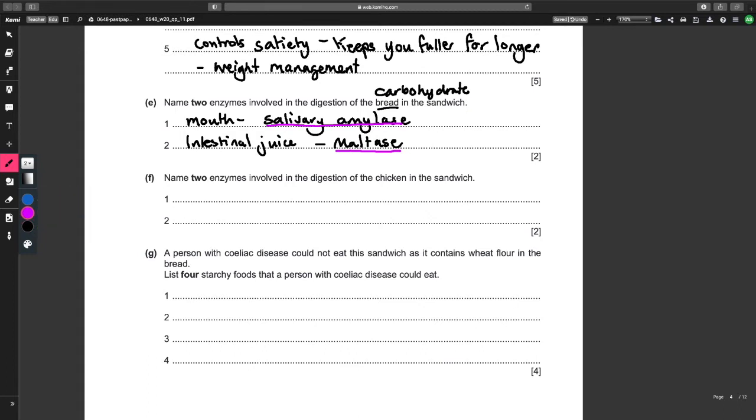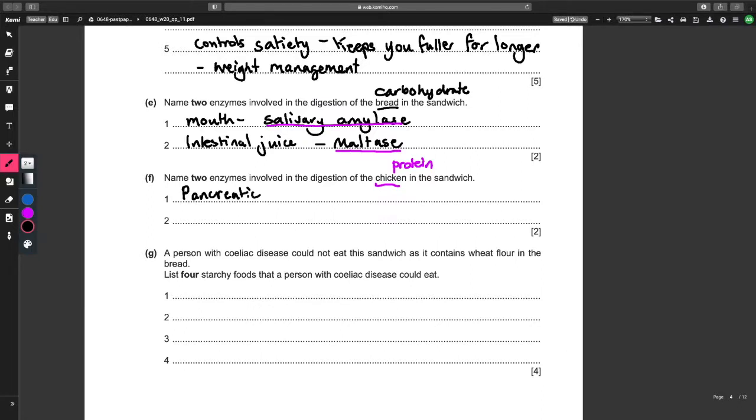Right, and then finally, name two enzymes involved in the digestion of the chicken, being the protein in the sandwich as opposed to the carbohydrates. So the pancreatic juices, and in the pancreatic juice would occur trypsin. And in your intestinal juices, peptides. Okay, so there, I've just got my full marks on those two questions.